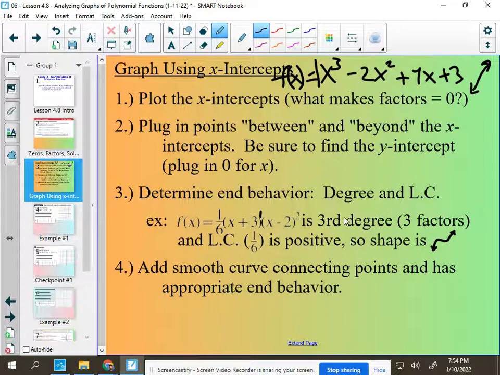The last part is, I guess I should say in here at some point, we should identify a just touch x-intercept, like this one right here. It's an even repeater, so my graph is just going to touch at the point (2, 0) there. But then, in the end, you're going to add a smooth curve and connect them left to right that matches your end behavior. So let's jump in there. Let's do a couple here. Let's see what we got.